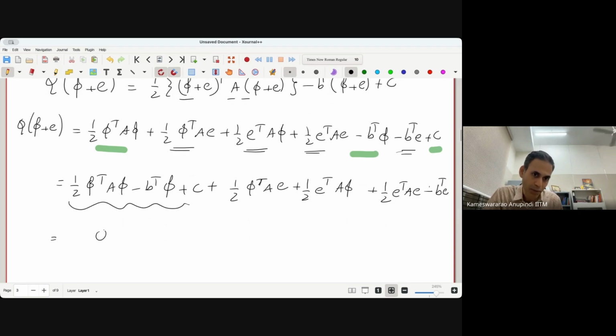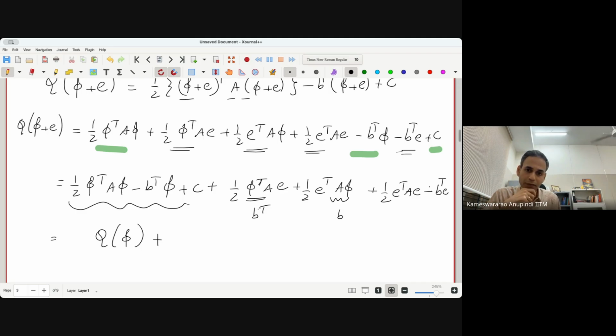Okay. What is this quantity? This quantity is nothing but Q of phi, right? Because I have written half of phi transpose A phi minus B transpose phi plus C. This is Q of phi plus what is phi transpose times A? Phi transpose times A is nothing but A phi, right? But then A phi equal to B, so that B transpose times A would be B transpose. Similarly, A times phi equal to B. Phi is the exact solution here.